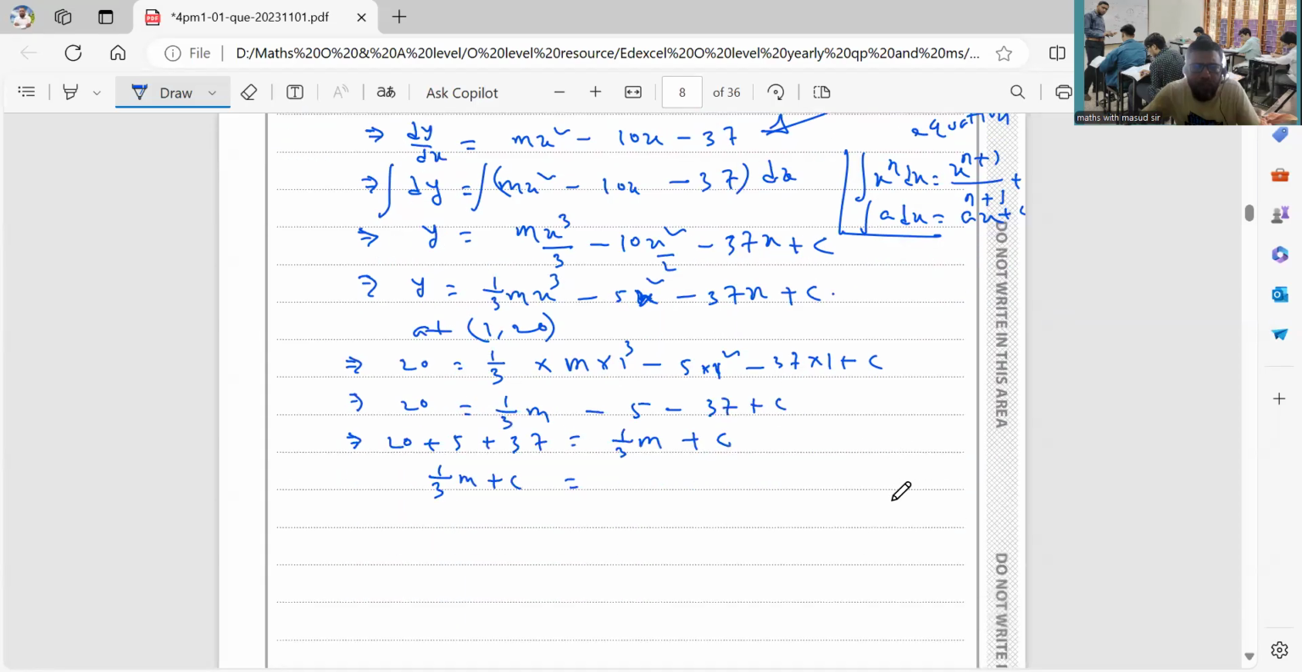Okay, so 1 by 3m plus c, and so 1 cube. So minus 5, 20 plus 5, 25, and 37. Okay, so 20 plus 5 plus 37, and it will be 62, sorry, oops, 62. So this is the equation number 1. So we have got the first equation.